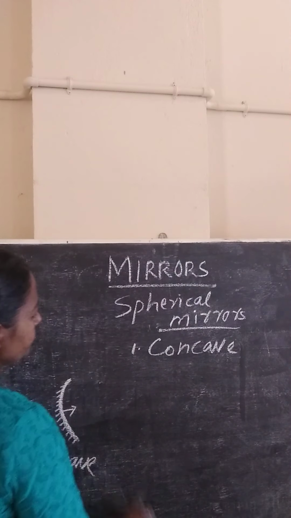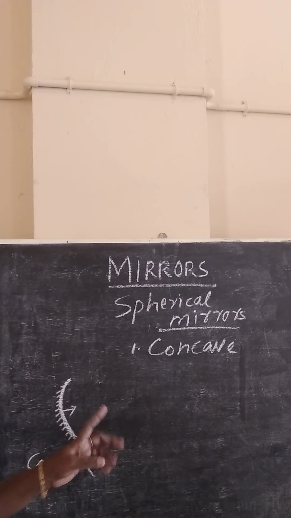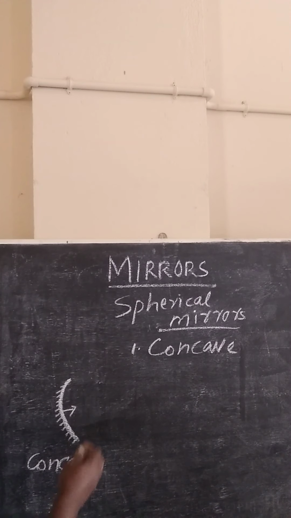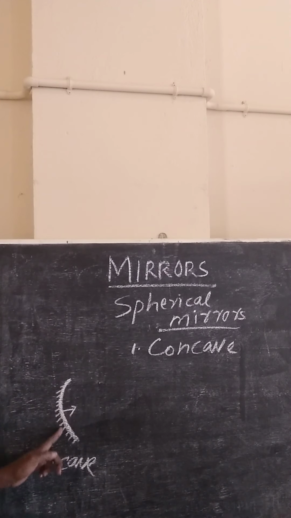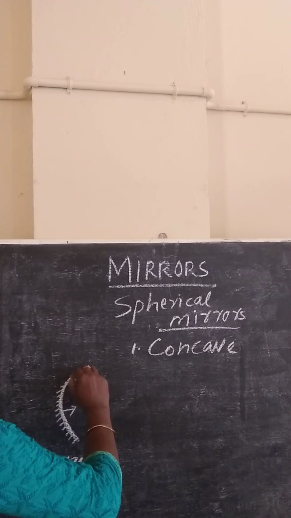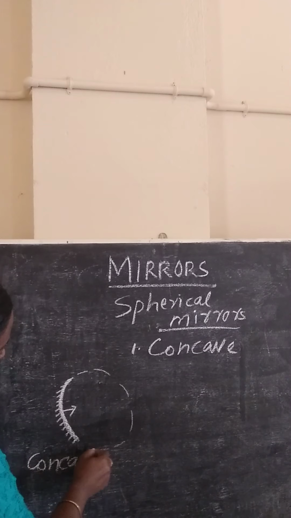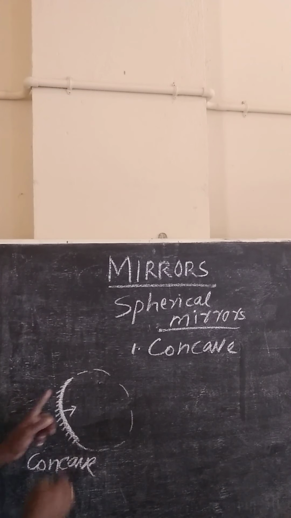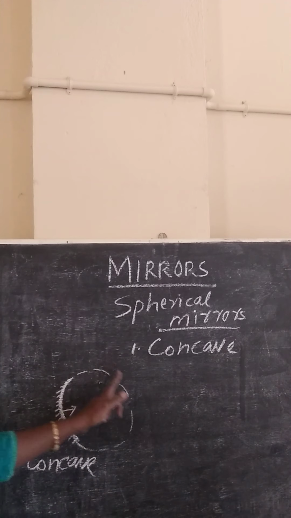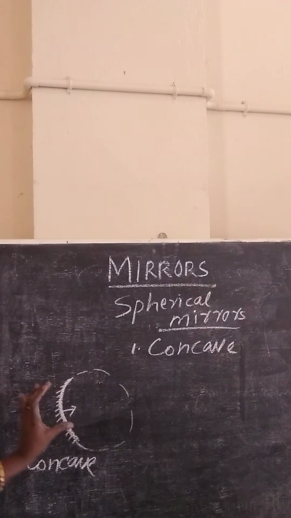A concave mirror is taken from a sphere, as I have already told you. This is a piece cut from a complete sphere. So let me join them. This is the sphere from which a part of this reflecting side is taken. So this is a sphere, and from that sphere a small piece of concave mirror is being cut.